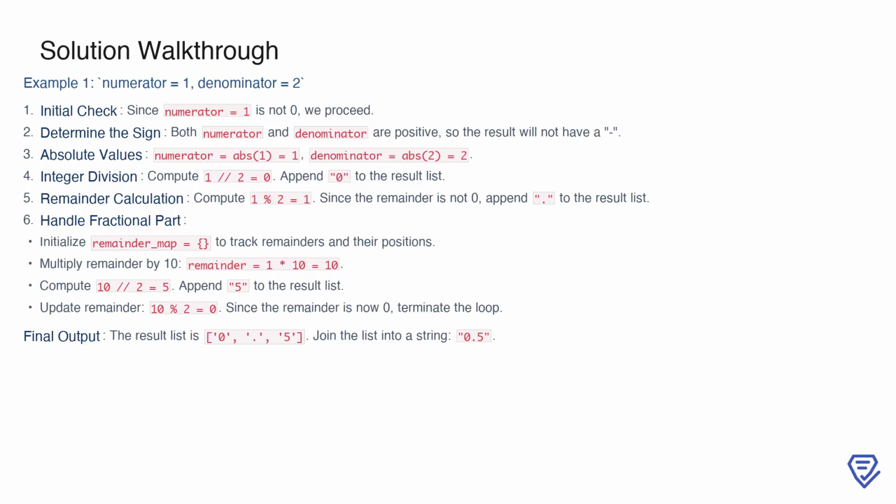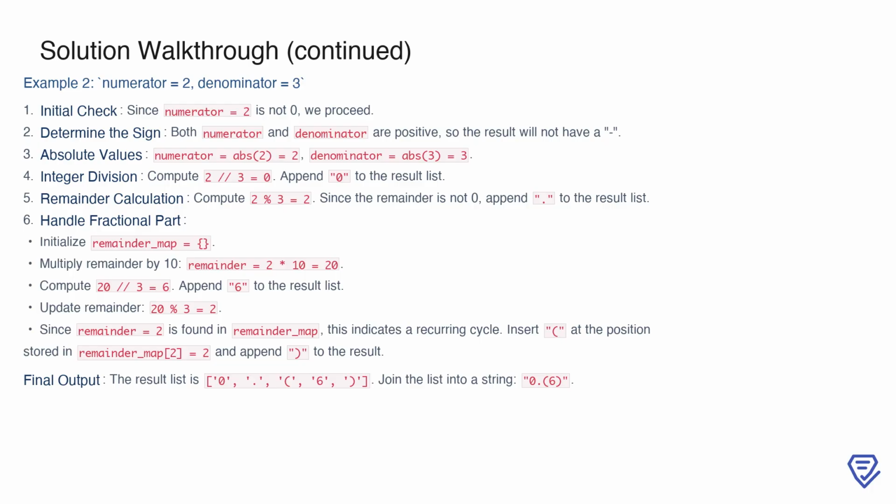Since the remainder is not 0, it indicates there's a fractional part, so we append a decimal point to the result list. To handle the fractional part, we initialize a map to keep track of remainders and their positions. We multiply the remainder by 10, yielding 10, and divide it by 2, obtaining 5. This is appended to the result list. Finally, we update the remainder, which is now 0, meaning there's no more fractional part to compute, and the loop terminates. The result list, containing 0, ., and 5, is joined into the final output string, 0.5.